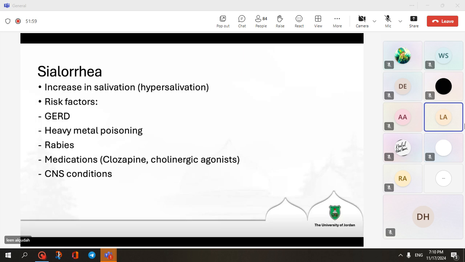Rabies as well, medications like clozapine, cholinergic agonists, and central nervous system conditions like cerebral palsy, Parkinson's disease, amyotrophic lateral sclerosis, also known as Lou Gehrig's disease, and having a stroke.